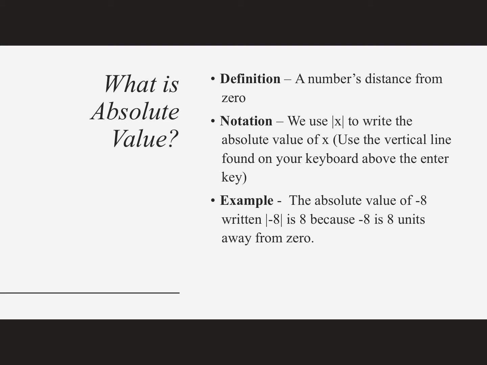An example of the value of -8 would be written like this, absolute value of -8. The absolute value is going to be 8 because -8 is 8 units away from 0. So you'll see in practice what the absolute value function does is it removes negative values as the output of the function if we are simply looking at what's inside the absolute value.